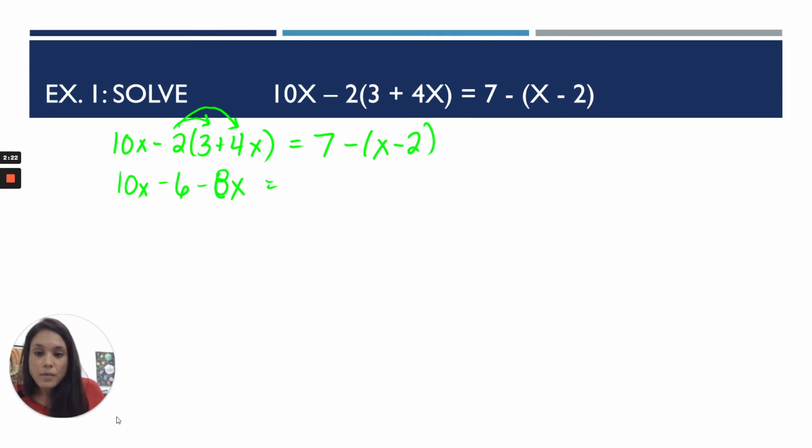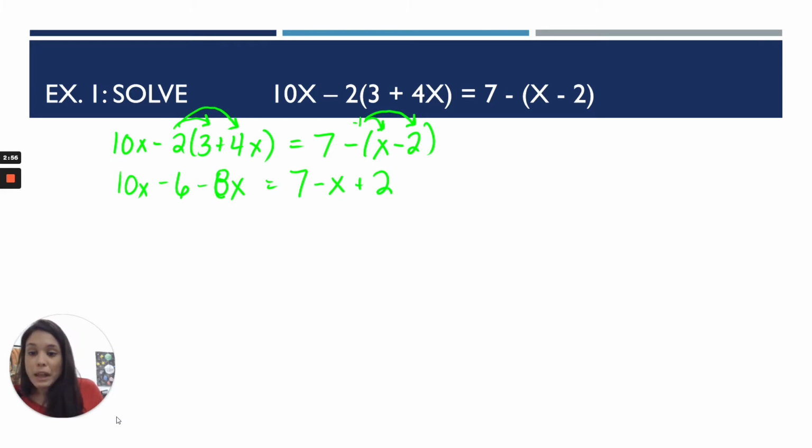Equals, so then I have a 7 minus, in parentheses, x minus 2. Now, I'm going to bring down the 7. You see the minus sign, I don't have a number. This means that there is a negative 1. We're going to multiply everything inside of the parentheses by negative 1, or you can say we're going to distribute negative 1 to everything inside of the parentheses. So this becomes negative x. Negative 1 times negative 2 is plus 2.